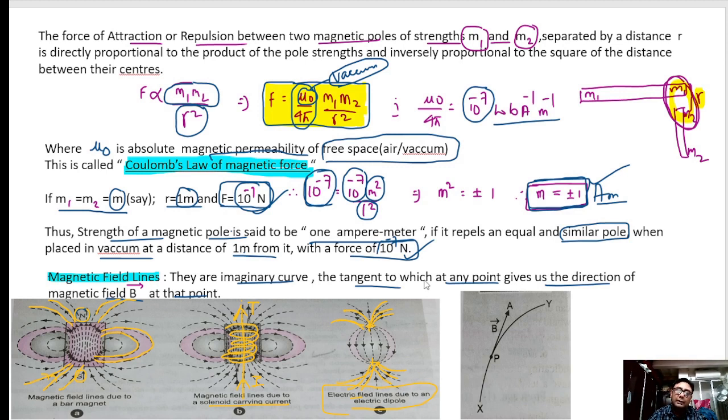And in the magnetic lines, at any point, if I draw a tangent, that will give me the direction of the magnetic field, in which direction the field is there. So if I draw a tangent here, it will tell me the magnetic field is in this direction. If I draw a tangent here, it will tell me the magnetic field is in this direction. So the tangent at any point will give us the direction of the magnetic field. Clear?